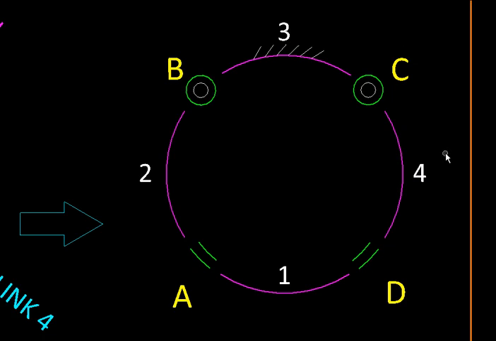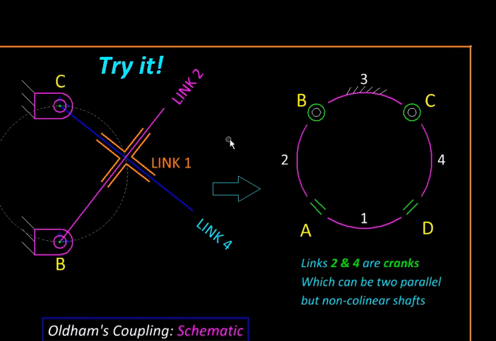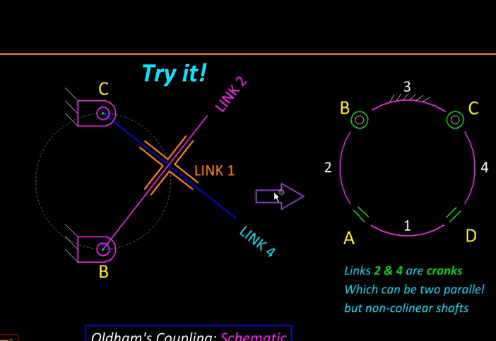Now let us see this mechanism in a more descriptive form over here. So these 2 fully rotating pins B and C are over here. And connected to them are link 4 and link 2, these 2 links which will fully rotate. And link 1 is this orange link, looking like a cross slot, engaging with both link 2 and 4.